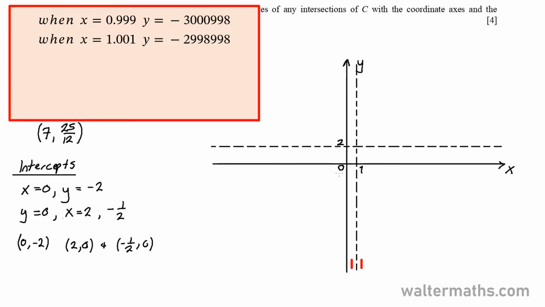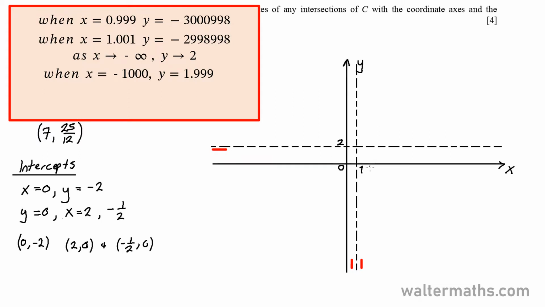Next, I'll need to consider the behavior of the graph as x becomes significantly small. So for a very small value of x, I'll use x equal to minus 1000 and substitute that into the equation. And if we do that, we get that y comes out as 1.999, which is slightly less than 2. So the graph will be coming out from slightly below the horizontal asymptote.